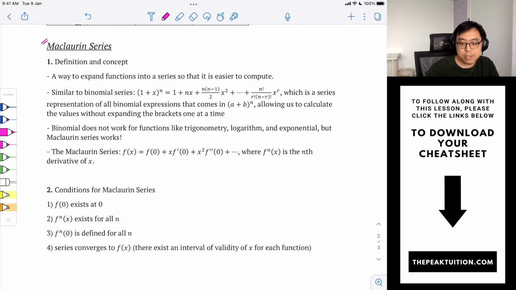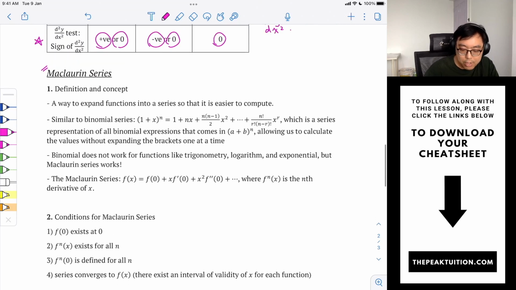A binomial series is used when you try to expand this kind of function. When we have 1 plus x to the power of n, the binomial series can be expanded as 1 plus nx plus so on and so forth. So in this case, we can calculate it without actually expanding all the brackets fully. It takes very long to expand out to the power of n, right? When you have two terms in the bracket. So a binomial series assists us in representing a plus b to the power of n type of function.